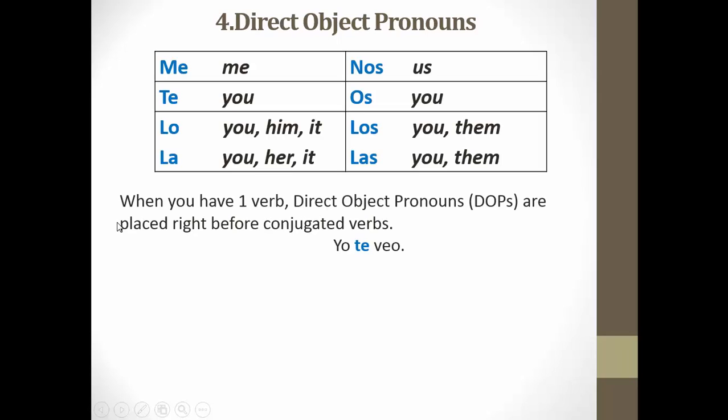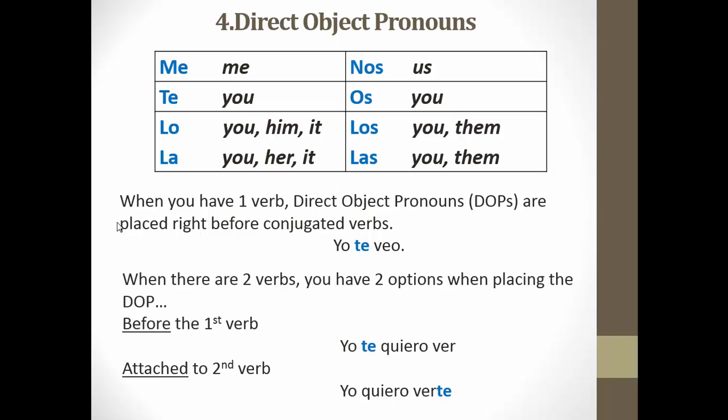Let's refer to part 4 of your note guide. So, like I said, if you have one verb, a DOP is placed before the conjugated verb. So if I wanted to say I see you, te would go before the conjugated verb. Please write te on part 4 of your note guide.